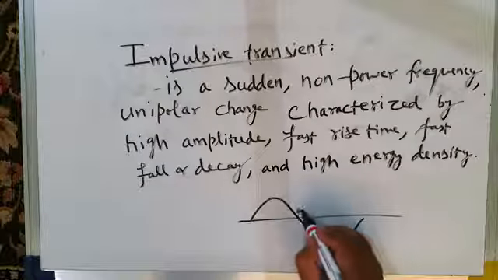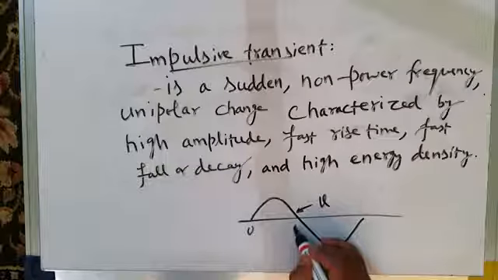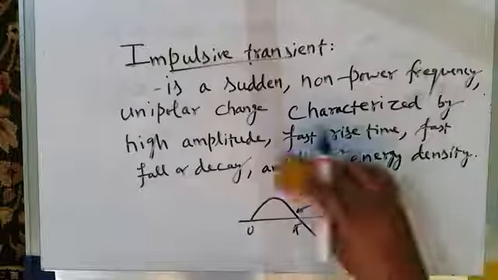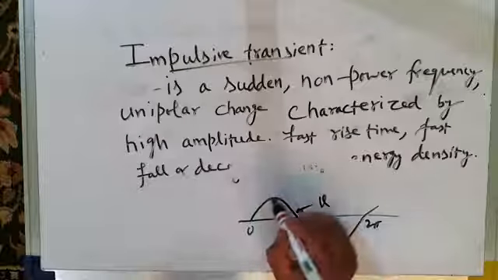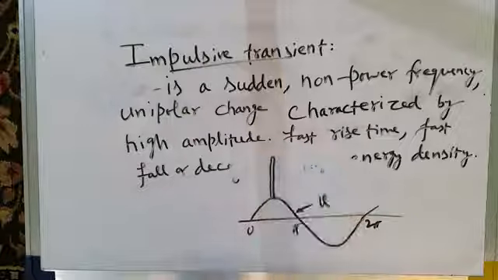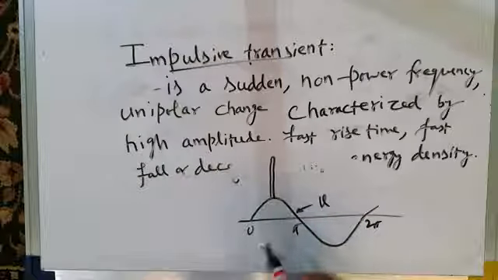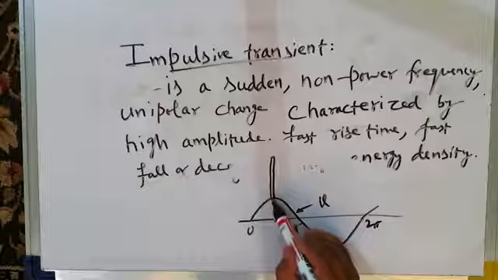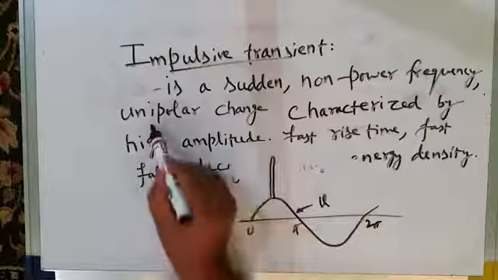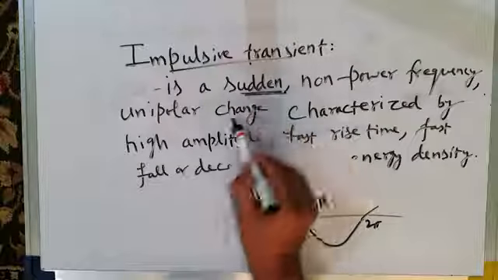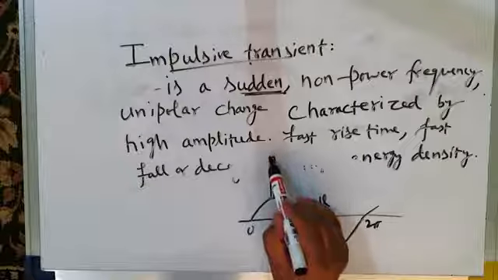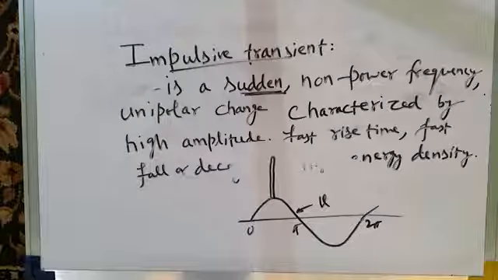Let us suppose this is voltage waveform V, 0, pi, 2 pi. There may be an impulsive transient, say somewhere here, a very large increase in voltage. Suddenly the voltage at this point, very close to 90 degrees or very close to the peak of the voltage, there is a sudden rise in the voltage. So it's a sudden change. Sudden change means sudden rise in the voltage, and it's a unipolar change.